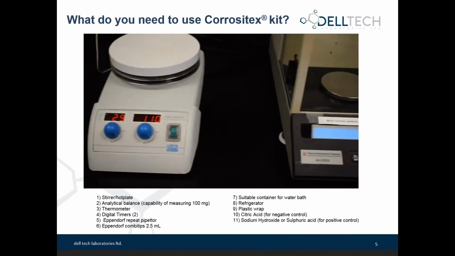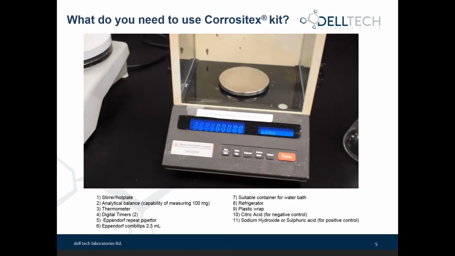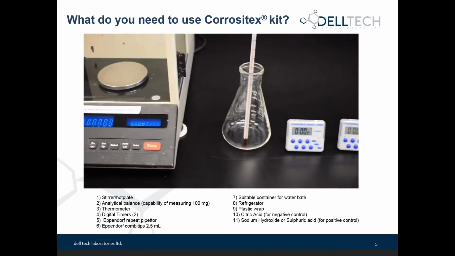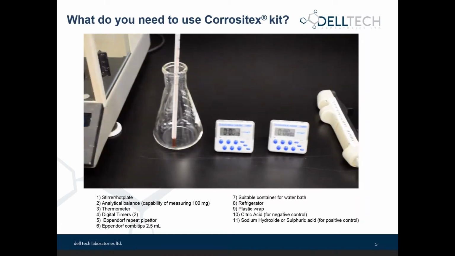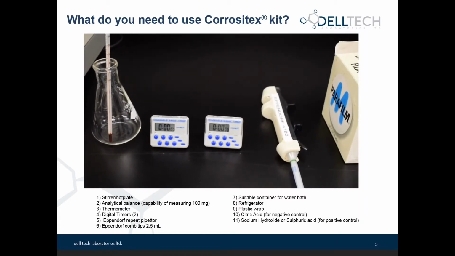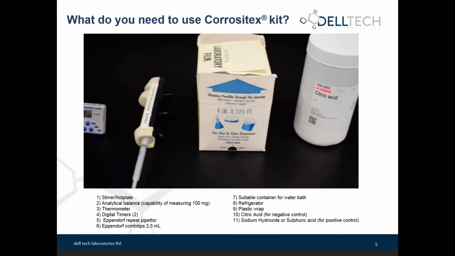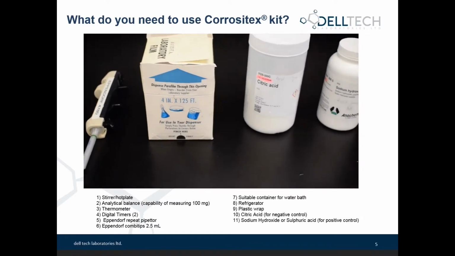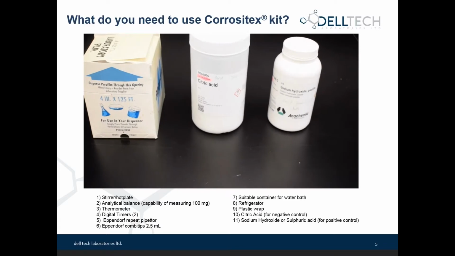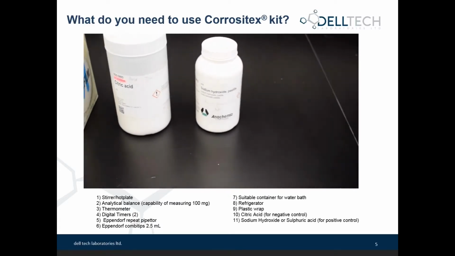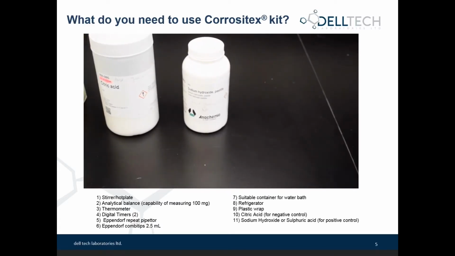What you'll need internally to do the test, which doesn't come with the kit, is a stir hot plate, an analytical balance, thermometer, 2 timers, an Eppendorf pipette, and some parafilm or saran wrap can also be used. And then samples for positive and negative control. You could use a 10% citric acid solution as a negative control, and sodium hydroxide pellets as a positive control.